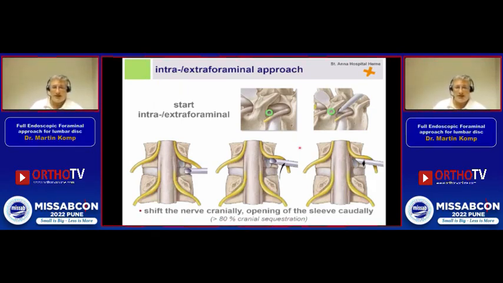The other possibility: we start extra or intraforaminally, and then we shift the nerve to the cranial aspect, opening the sleeve to the caudal aspect. So we use the bevel of the cannula as a kind of nerve hook to mobilize the neurostructure.